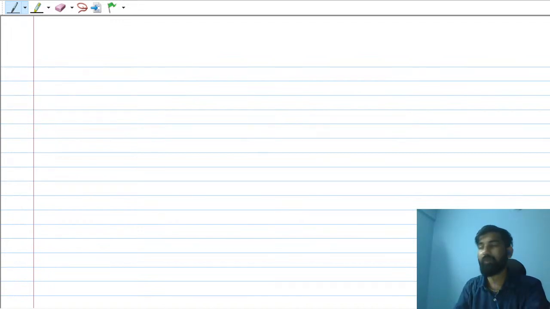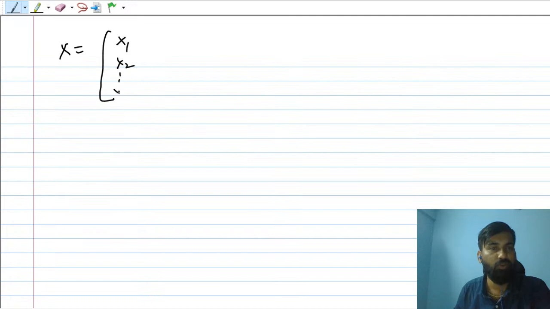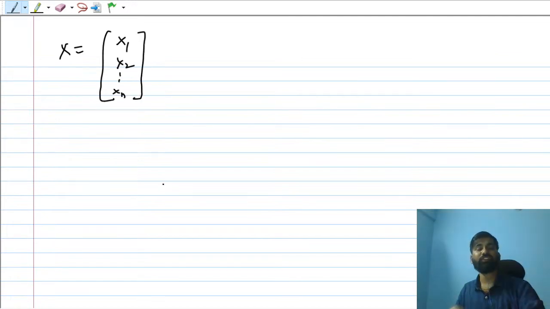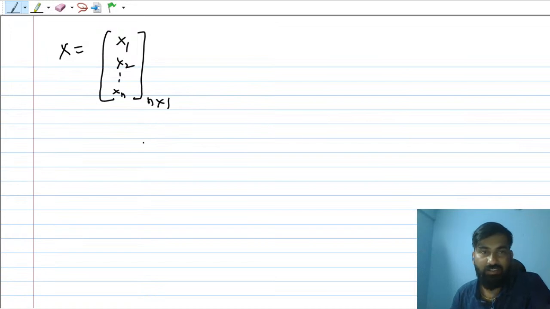Understood? So my column vector will be equal to this, a vector x, and this is a column vector. Any vector will have its components x1, x2 and so on, xn. If somebody asks you the size of this matrix, it is an n cross 1 matrix, because there is one column and n rows. So it is basically a column vector.